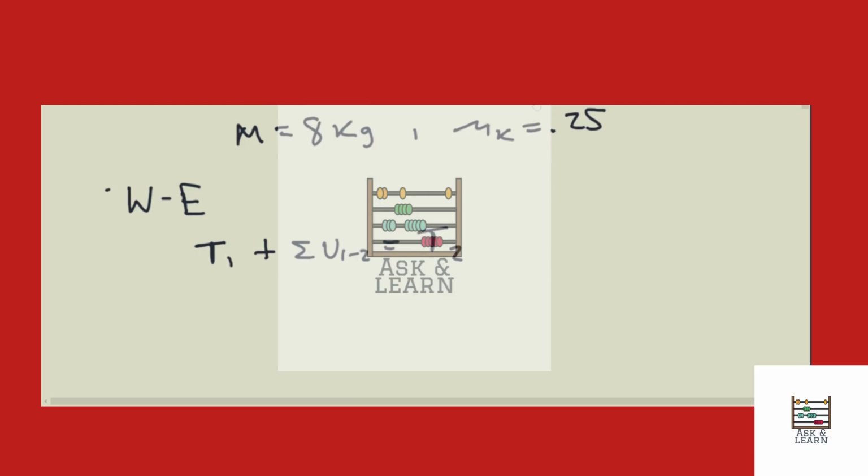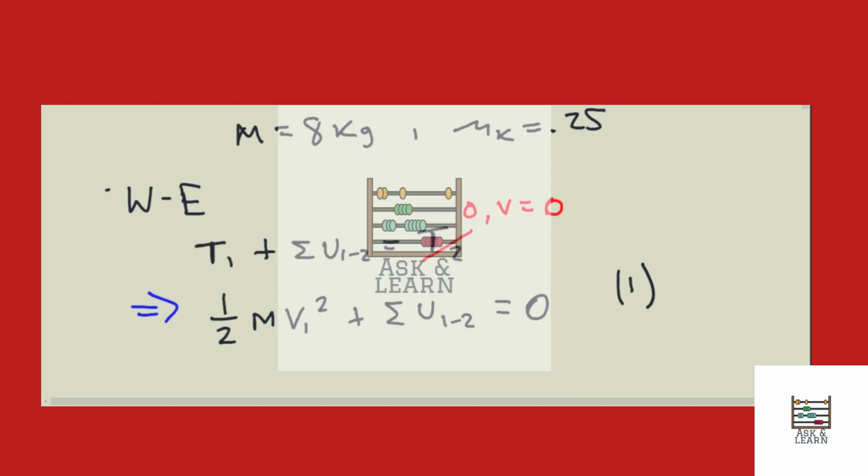When the block strikes the spring, the spring is going to compress, so the block momentarily stops moving before launching back. So the final kinetic energy is 0 because the final velocity is 0. Now we're just left with the initial kinetic energy, which is 1/2 m v1 squared, plus the work being done by the forces, and all of that equal to 0. We're going to call this equation 1.